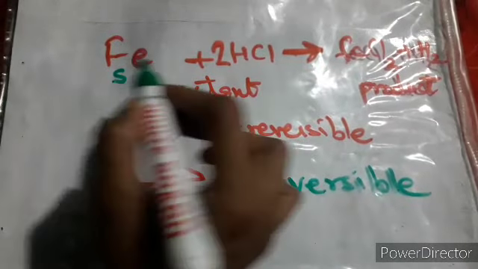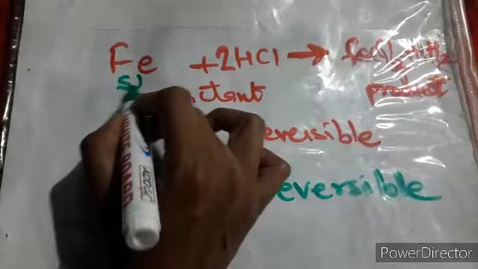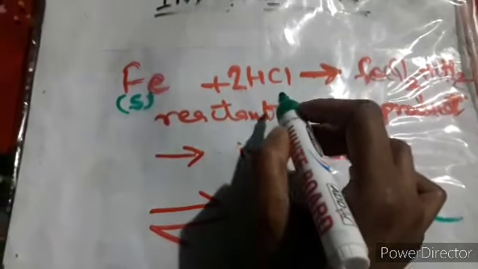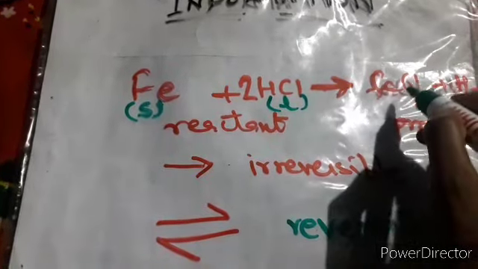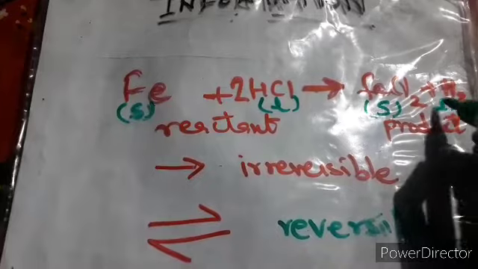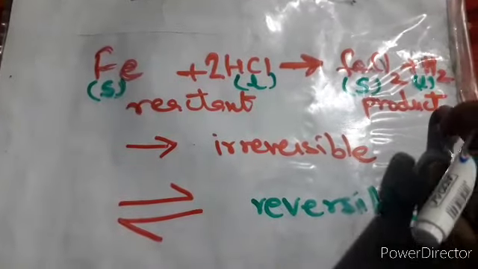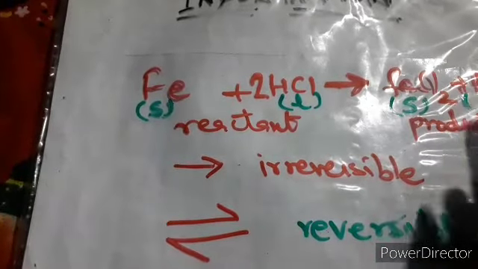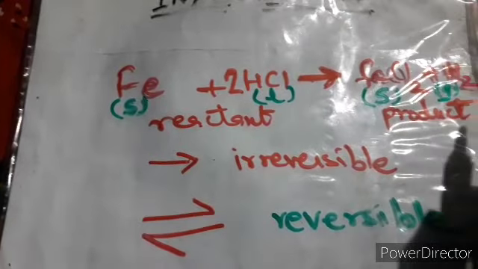It's a solid, I know it, I am writing it. So it's a solid, it's in liquid form, so I am writing it L over here. The compound that has been formed is always in a solid form, and this is what, a liquid. So this way you can see that, sorry, not a liquid, it is a gas. So hydrogen is a gas.